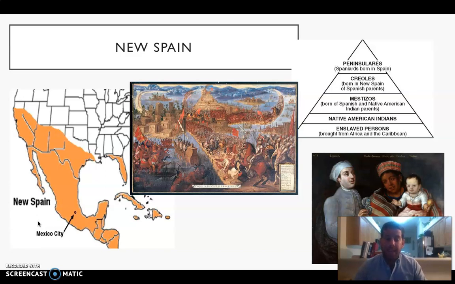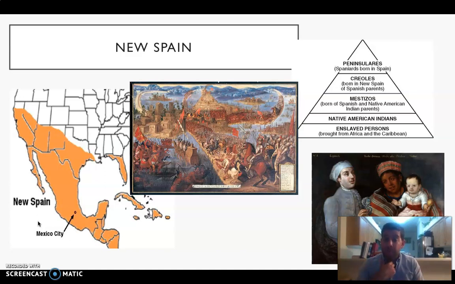And so what that means is that they have to rely on an intermarriage process between peninsulares, so if you see our social pyramid up there, peninsulares, people born in Spain, with indigenous people. And so what you have in New Spain is a society of mixed race people, right? At the top of the society were peninsulares, people from Spain. However, just below them were people who were also descendants of people from Spain, of pure Spanish descendancy.